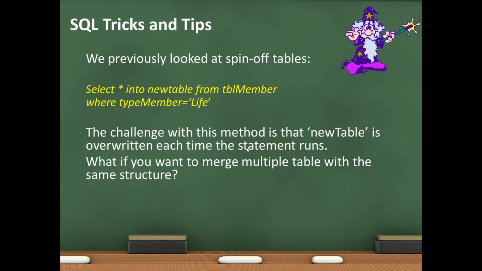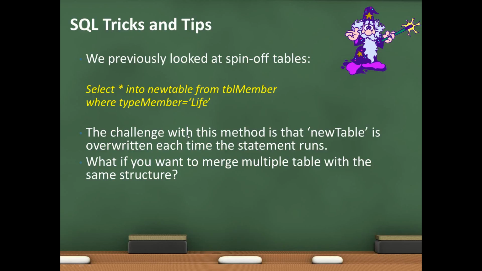Also, if you want, we looked at creating a spin-off table, and I showed you that we can do a select star into something and create a table. In this case, we're creating a new table called new table, and it's going to only copy in those records where the type member is equal to life. It's going to copy the exact structure into that new table with the exception of the foreign key constraints. You'll lose your primary key and you'll lose your identity fields, but the data and the data types will copy across exactly.